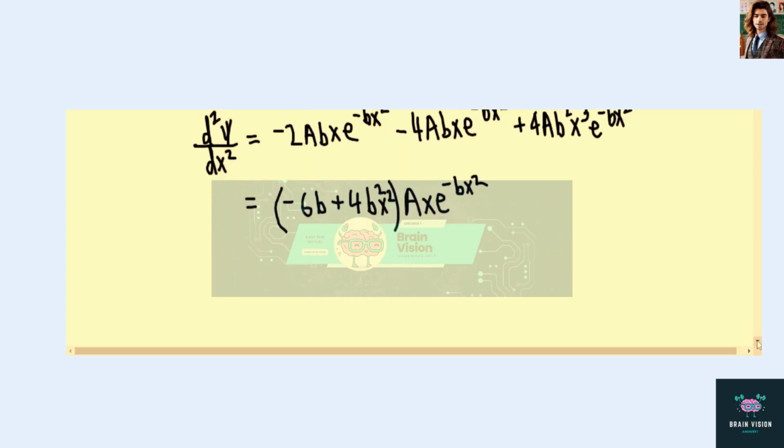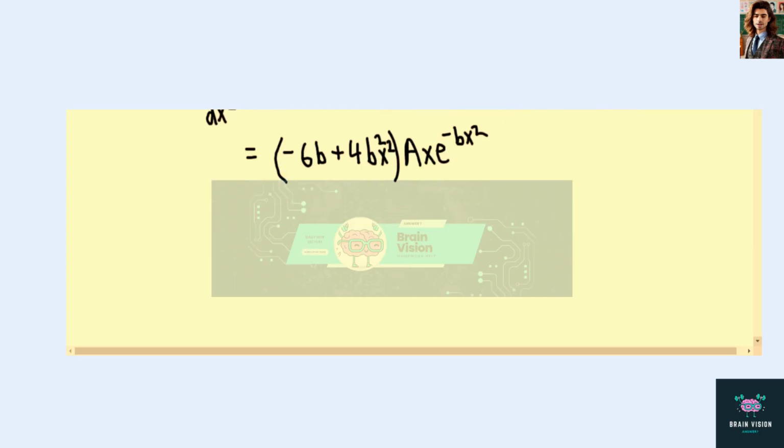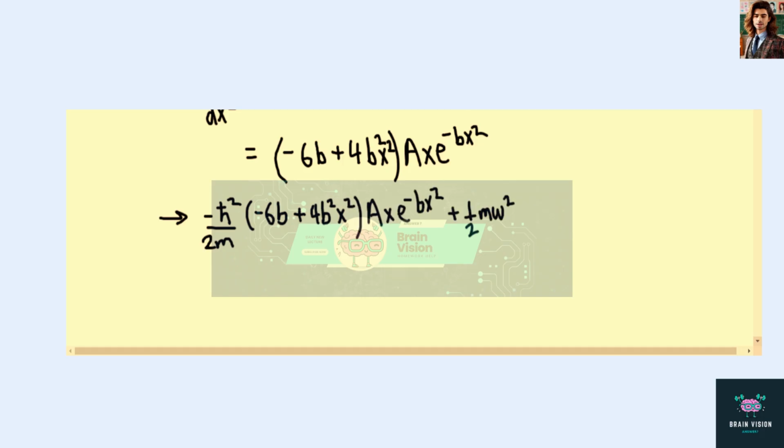This can then be substituted into the Schrodinger equation, as it only remains to determine B in terms of the parameters in the problem.